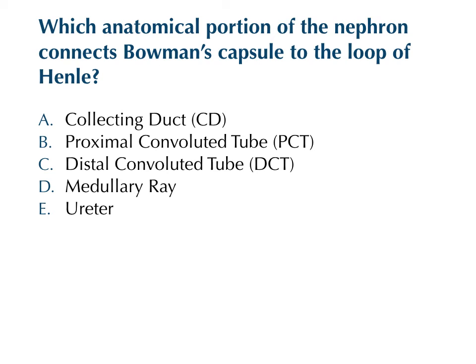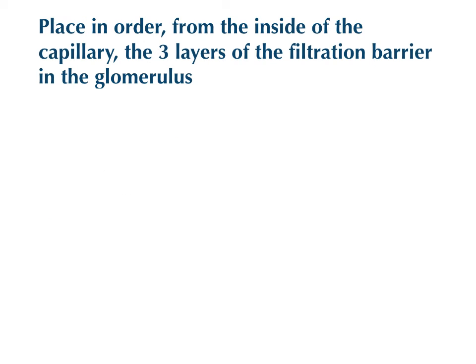Which anatomical portion of the nephron connects Bowman's capsule to the loop of Henle? The collecting duct, the PCT, the DCT, medullary ray, or ureter? And it is the proximal convoluted tubule that is in between the Bowman's capsule and the loop of Henle.